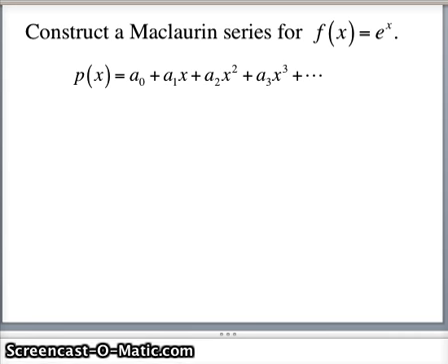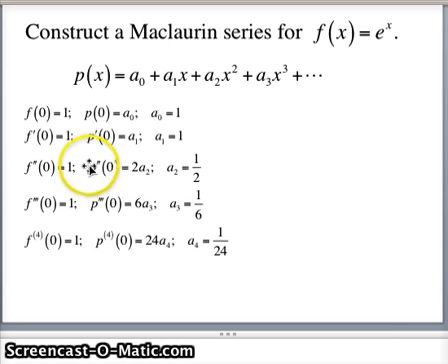So our goal is to find a Maclaurin series, again centered at 0, for f of x equals e to the x. We can go ahead and solve for a0, a1, a2, a3, a4, etc. And I talked about that on the previous page. Just one more time, a0 is 1. a1 is 1, 2a2 is 1, so a2 is 1/2. 6a3 is 1, so a3 is 1/6. 24a4 is 1, so a4 is 1/24.